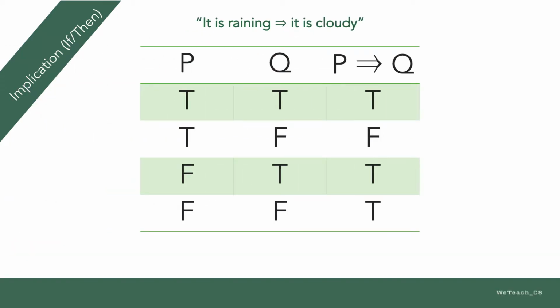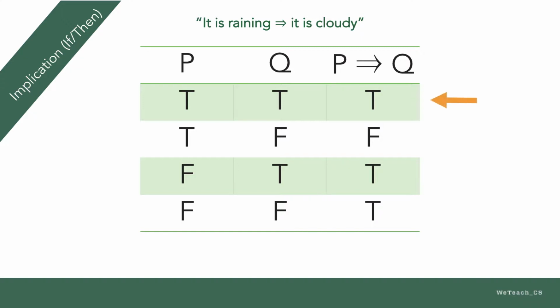Here is what a completed implication truth table looks like. Notice that P implies Q is false only when Q is false and P is true. Recall that the last column tells us the truthfulness of the expression. Given if it's raining implies it's cloudy, the truthfulness of the table is as follows.